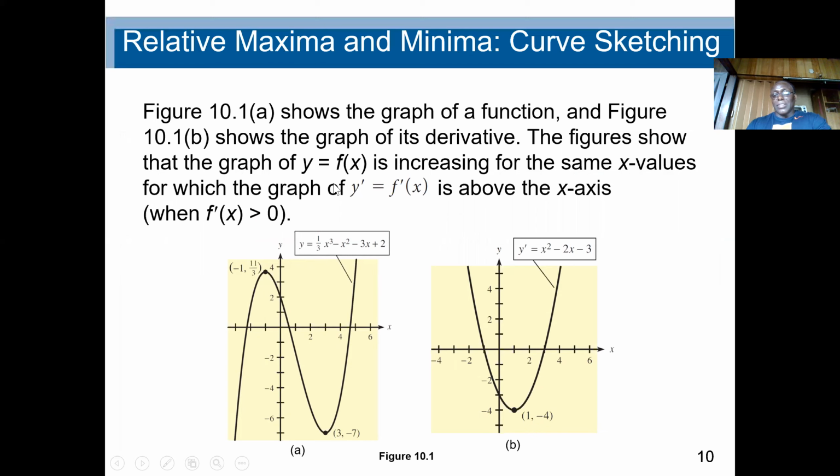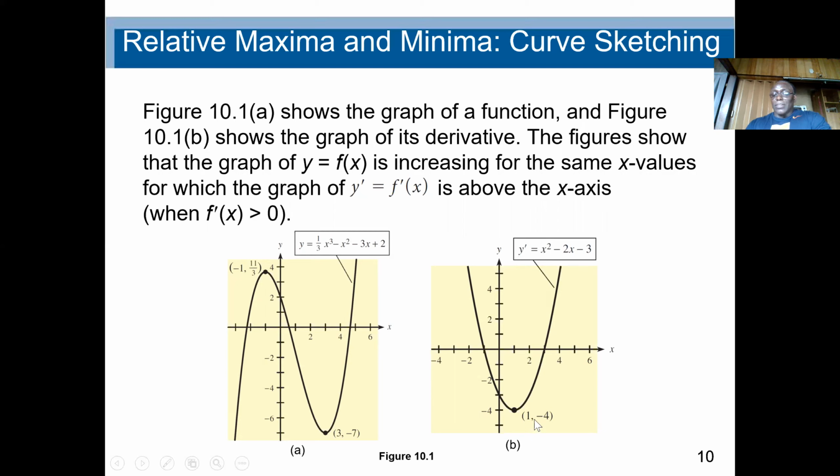Now, if I take the derivative of this function, I'll get 3 times 1/3, and 3 minus 1 is 2, so the 3 will cancel the 3. I'll get x squared minus 2x minus 3. And that's what we have here. The y derivative will give me x squared minus 2x minus 3. Now, if I plot this, this is what I will get.